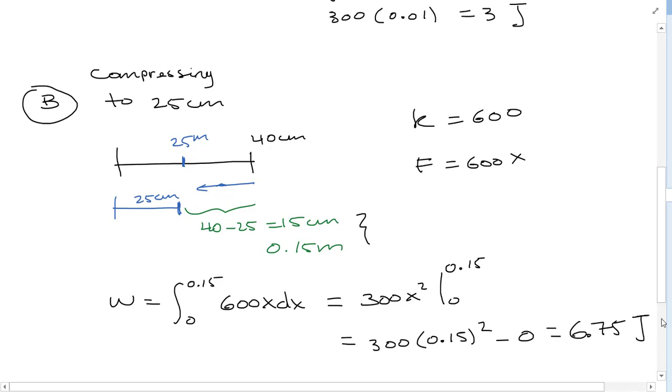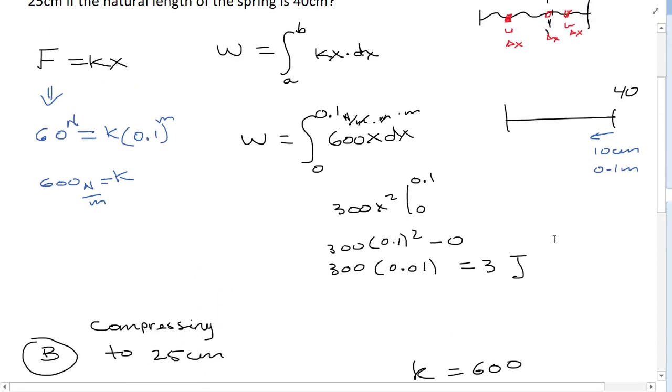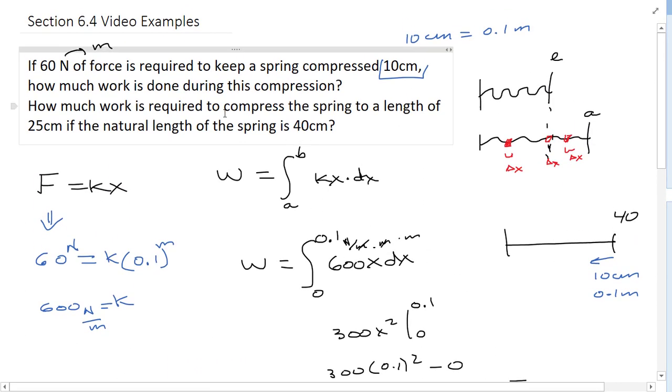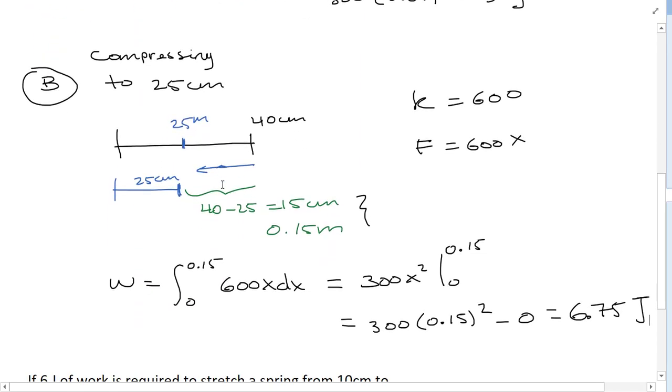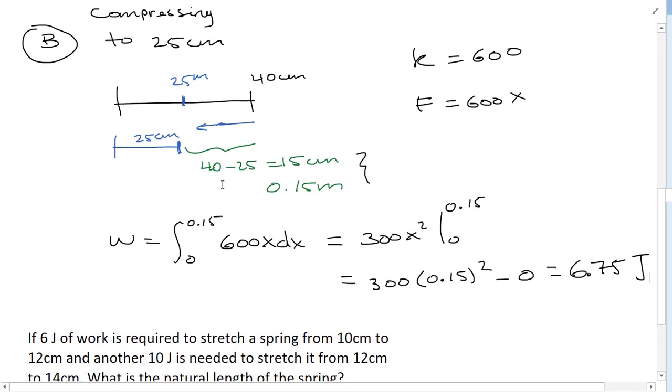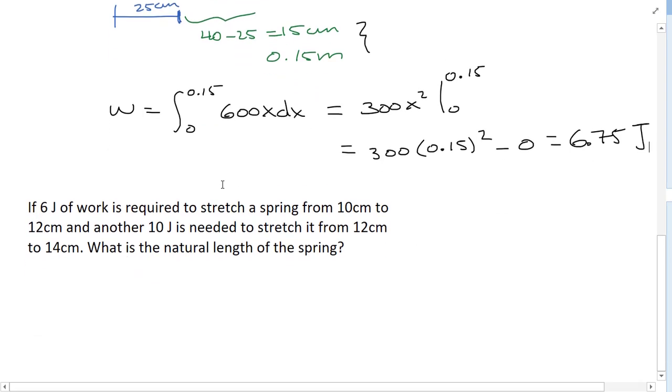So what is the difference between the two parts? Part A said the spring was compressed 10 centimeters, so we went from 0 to 0.1. But part B says how much work is required to compress the spring to a length of 25 centimeters, which means when the spring measures 25 centimeters, not when you compress it 25 centimeters. So reading the problem makes a huge difference in how you set it up.